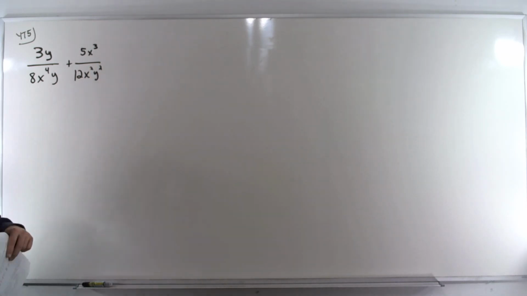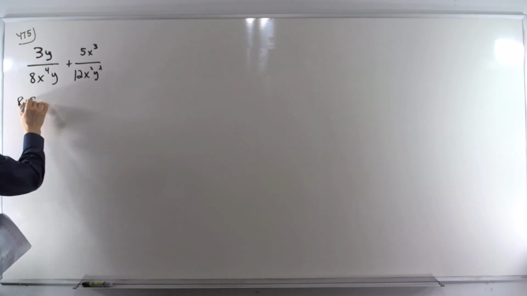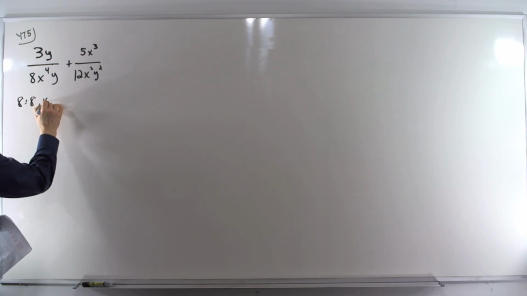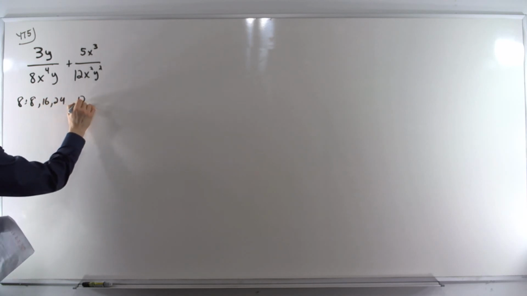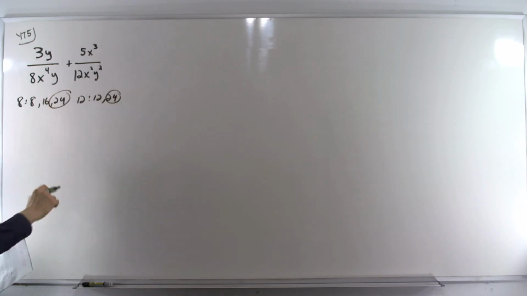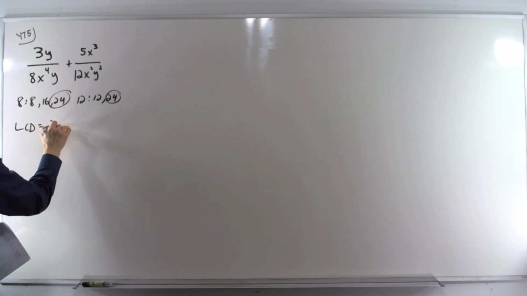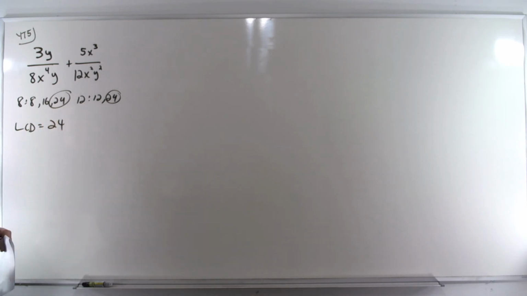So we're going to start off by finding the least common denominator. Start with the numbers 8 and 12. And the least common multiple of those two numbers is 24. So the LCD will start with 24.